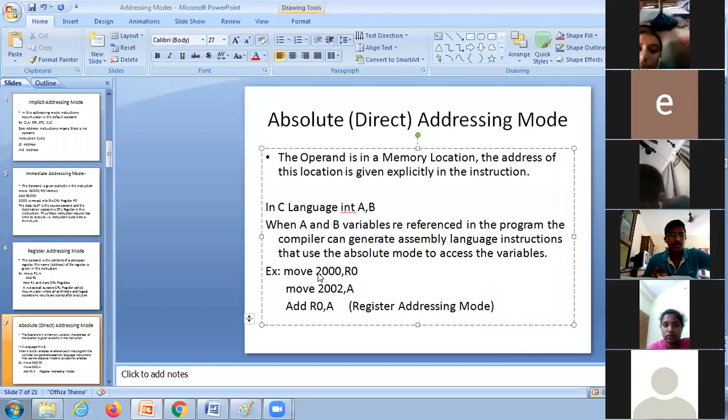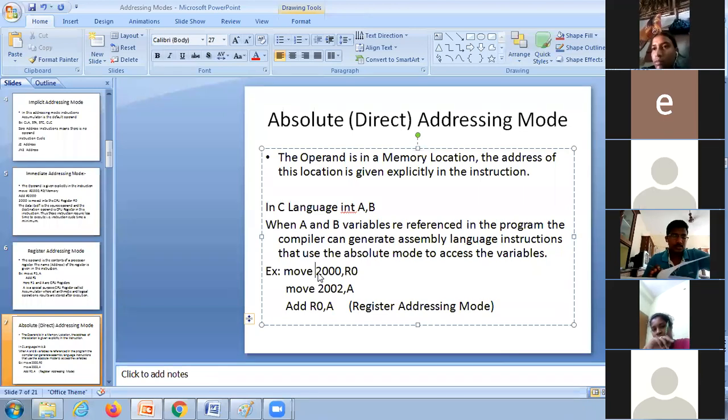Okay. Immediate is used only for data, not for address. So this 2000 is the address and R0 is the register. That means move 2000, R0 means, what is the meaning of it? Whatever the data is available in the memory address 2000, that is moved to R0. That is the meaning of this.